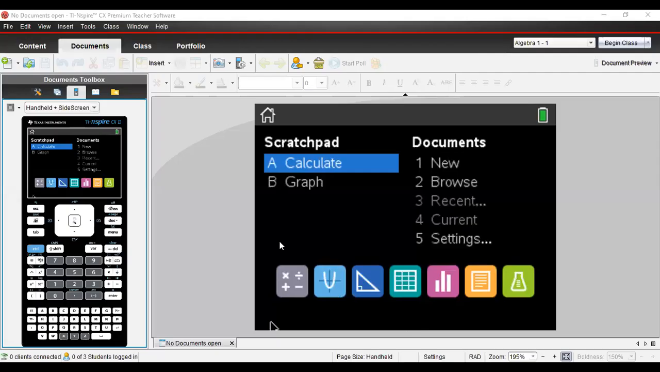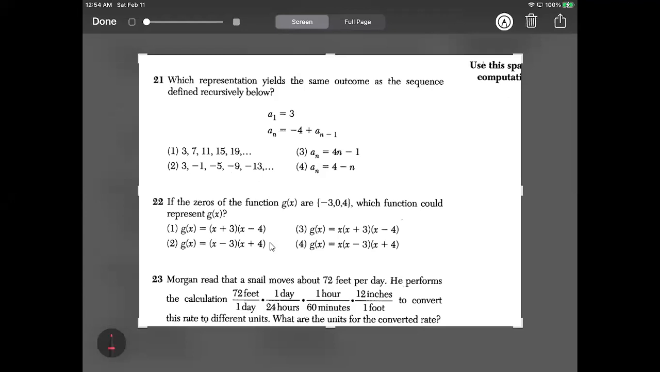All right. So what you see on my iPad, I'm going to do question number 21 from the January 2023 Algebra 1 Regents, and then I'm going to upload it to my YouTube channel. All right, so it says, which representation yields the same outcome as the sequence defined recursively below?